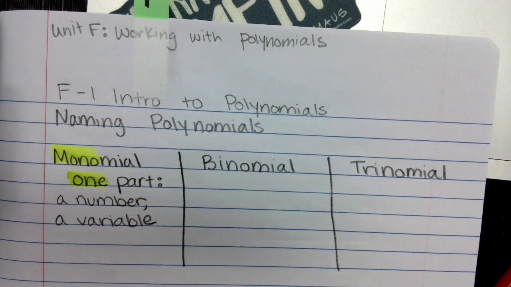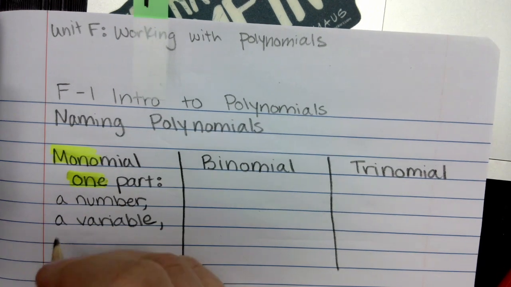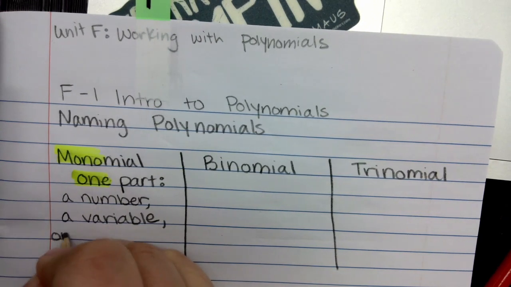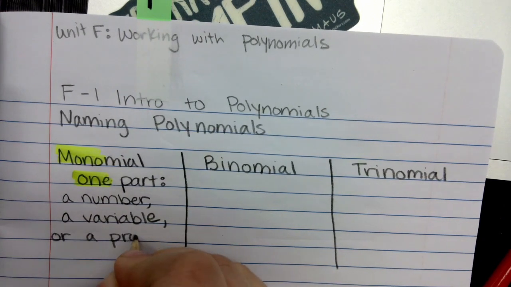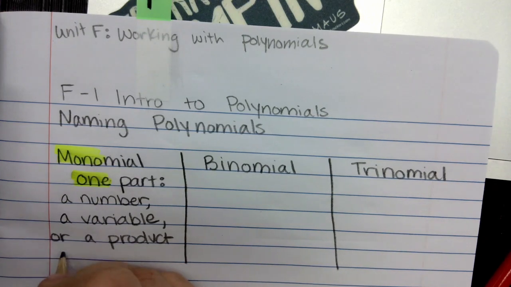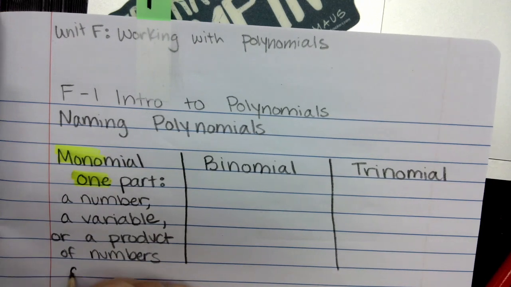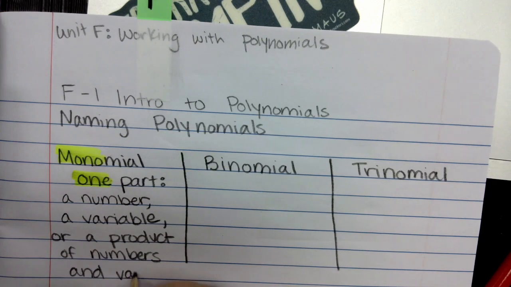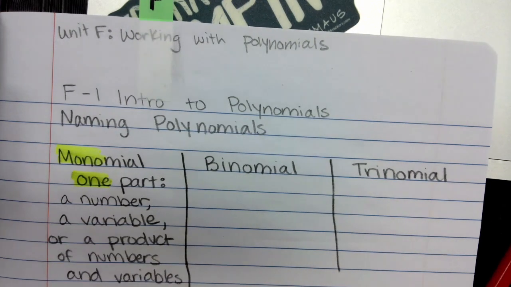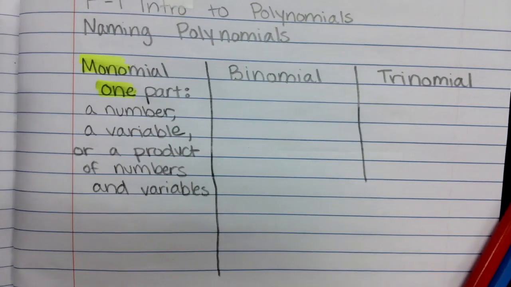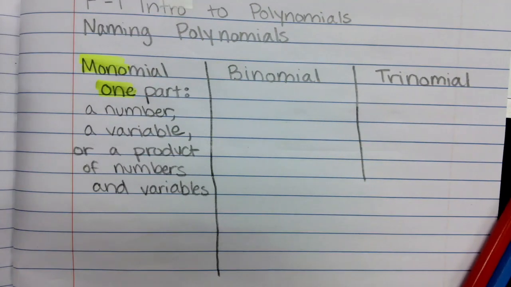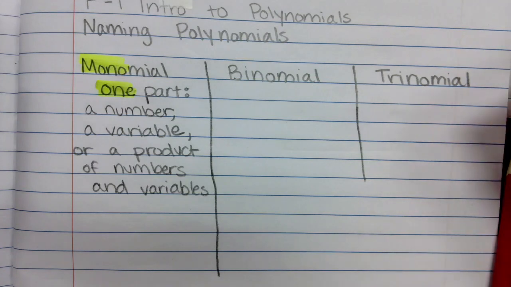A variable or a product of numbers and variables. This one's our longest definition too. So a number, a variable, or a product of numbers and variables. That's a monomial. So it's going to look like one part. Sometimes it may look like there's separate parts to it, but it's all together one part.